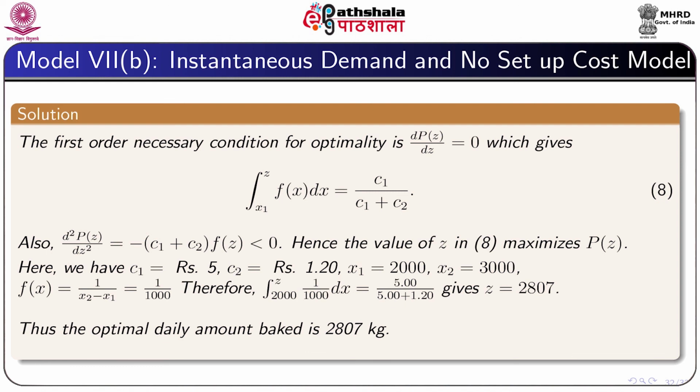In our problem, we have C1 equal to rupees 5, C2 equal to rupees 1.20, x1 equal to 2000, x2 equal to 3000. Therefore, f(x) equal to 1 by (x2 minus x1), that is equal to 1 by 1000. Hence, integral 2000 to z of 1 by 1000 dx is equal to 5.0 divided by (5 plus 1.2), and this gives z equal to 2807. Thus, the optimum daily amount baked is 2807 kg.